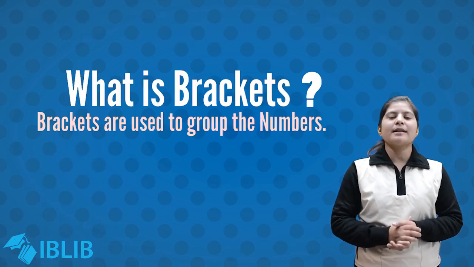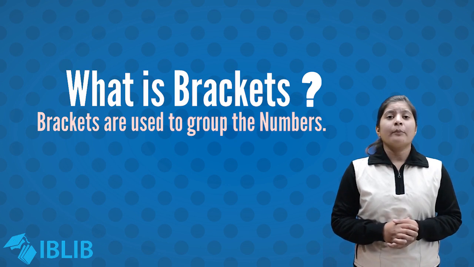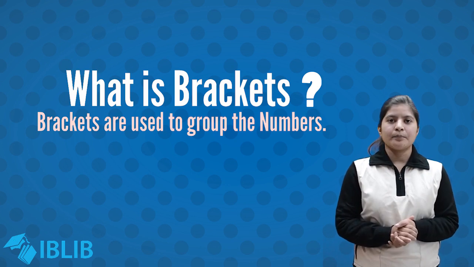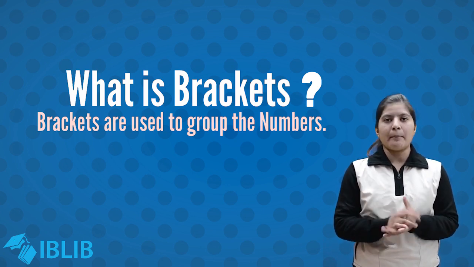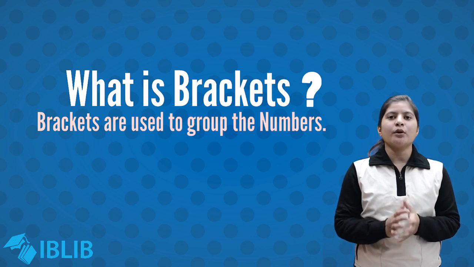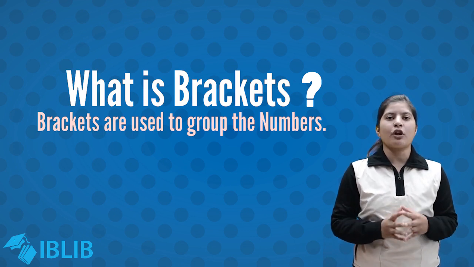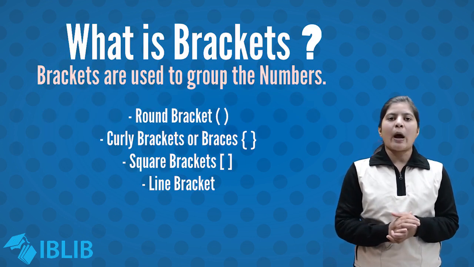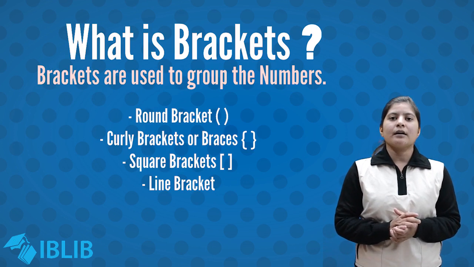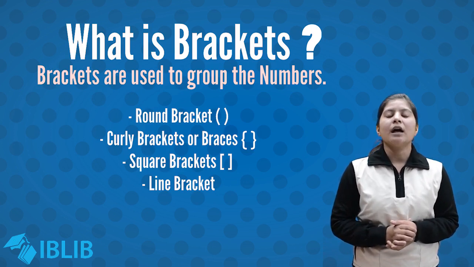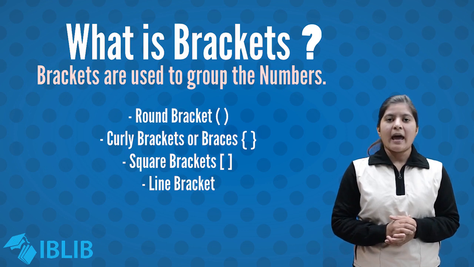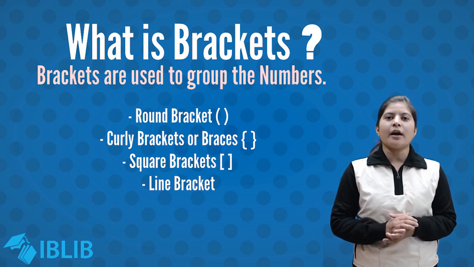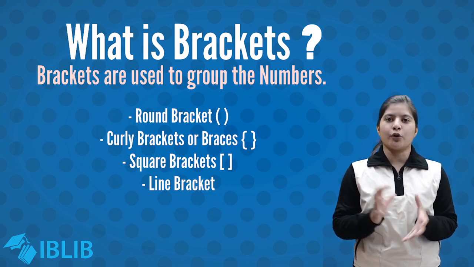Now what if brackets are also included in an expression? Before we discuss how to solve brackets, let us discuss what brackets are. Brackets are used to group the numbers. They also help us to locate which part of the expression we will be solving first. Now there are different types of brackets. The first one is round brackets. The second one is curly brackets, also called braces. The third one is square brackets. And the next is line bracket. In a line bracket, a line is drawn above the group of numbers that are grouped together.